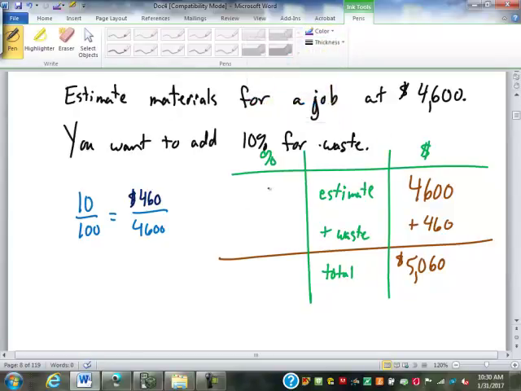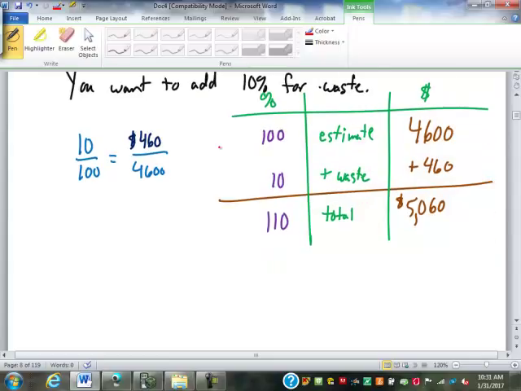The estimate was the full amount. That was our base amount. That's 100%. We added a waste of 10%, which means the total amount is what percent? 110%. So what we could have done rather than finding 10% was we could have found 110% of the 4,600. And when we cross multiply and divide that, that would come out to be the 5,060.